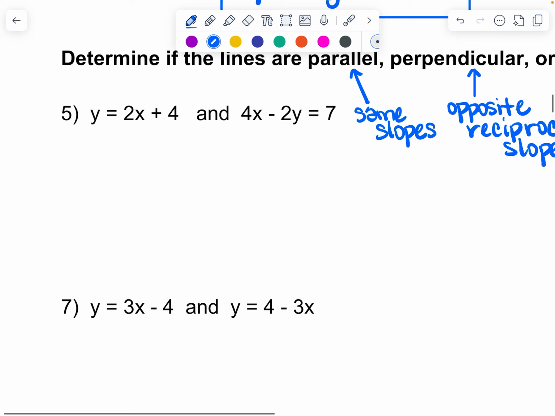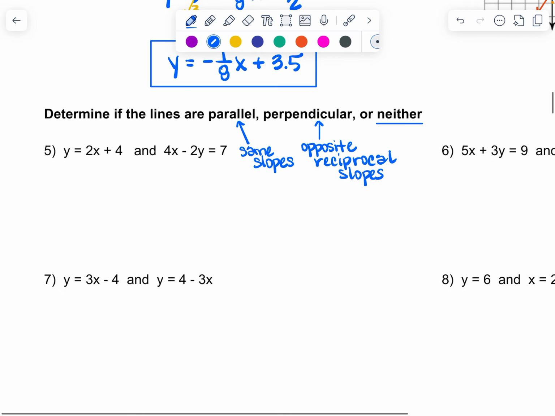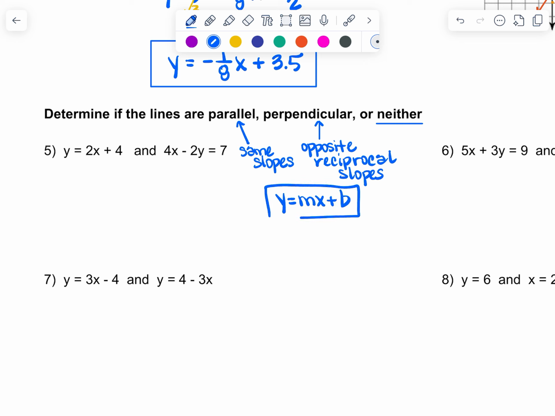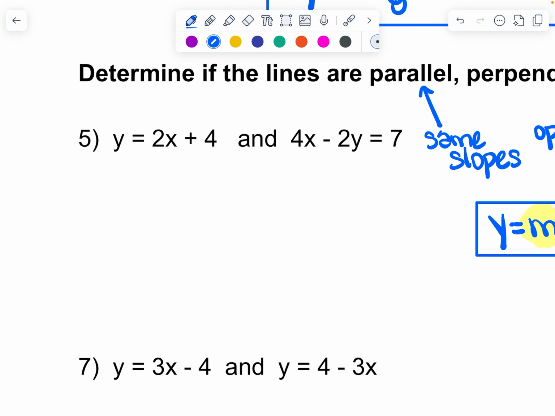Now, the kicker on these problems is it has to be in y equals, let me just write this down. It has to be in y equals mx plus b form so that you can actually see what the slope of the line is. If it's not in y equals mx plus b form, then you cannot just pull out some random number and call it the slope. Okay, so on this one, we're going to ask ourselves, is this guy in y equals mx plus b form? Yes, he totally is, which means that 2 is the slope. I'm just going to write that down, slope of 2.